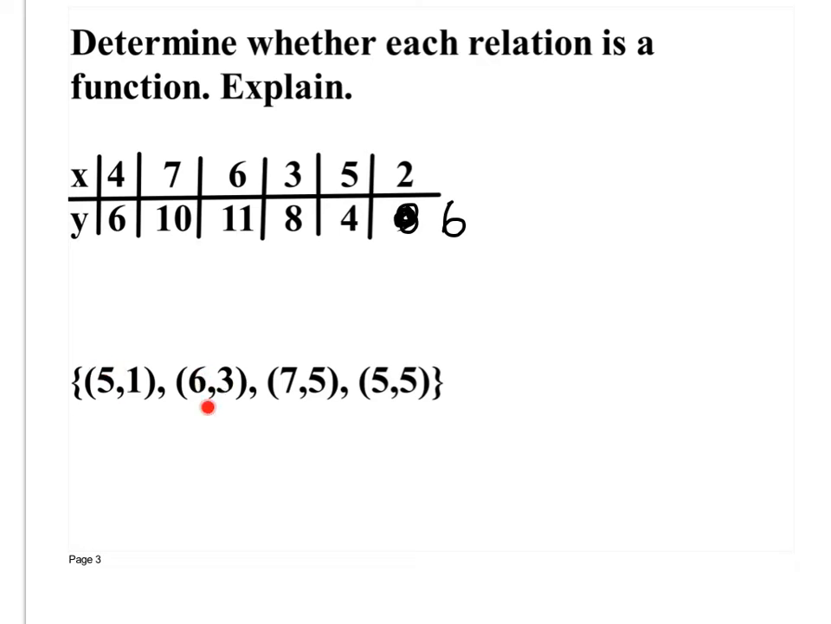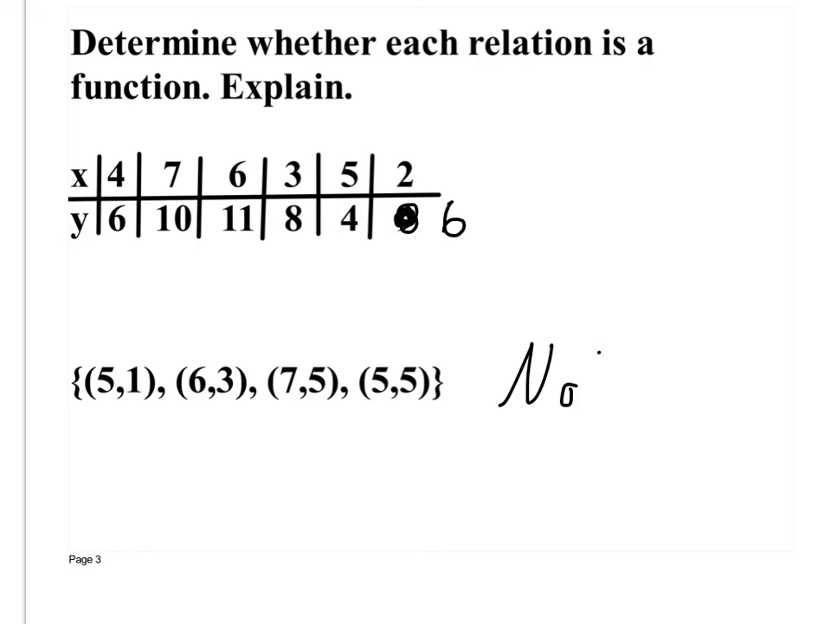(5, 1), (6, 3), (7, 5), and (5, 5). Is this a function? No. Let's figure out why. 5 is paired with 1. Is that the only thing it's paired with? No, it's also paired with 5. Because it's paired with 2 range values, this is a no. It's not a function, because it's paired twice. It occurs twice.